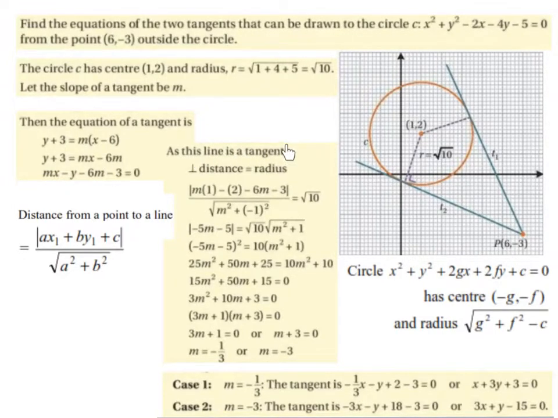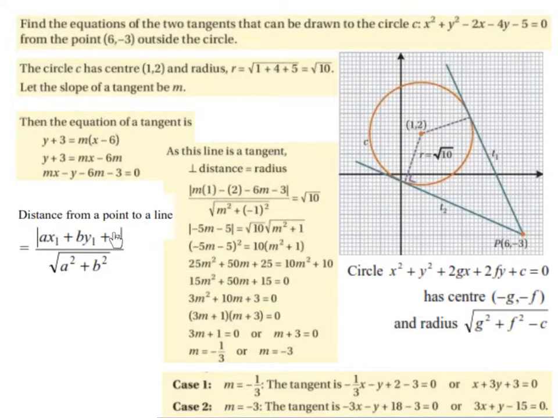As this line is a tangent, the perpendicular distance is equal to the radius. So the perpendicular distance from the point, which is the centre, to the line, which is a tangent, is equal to the length of the radius. So we're going to use the perpendicular distance formula, the distance from a point to a line formula, which is the modulus of ax1 plus by1 plus c, all divided by the square root of a squared plus b squared. And we're going to let that equal the radius, which remember we found to be root 10.